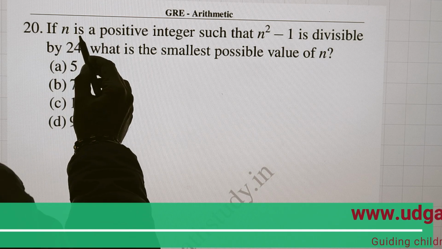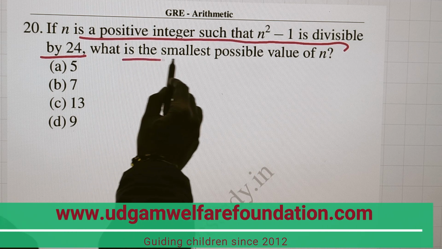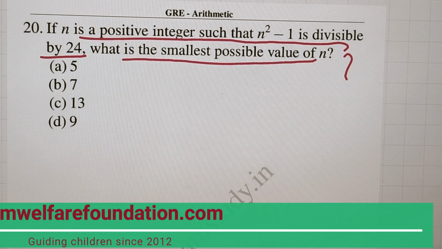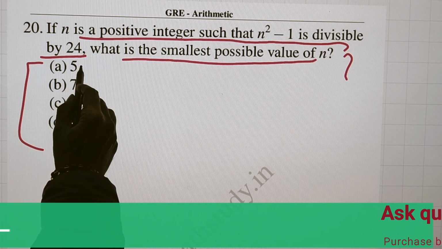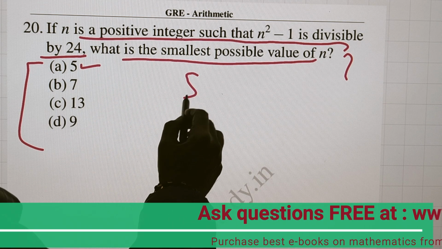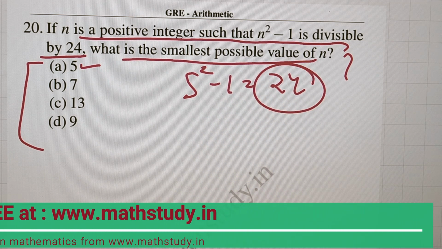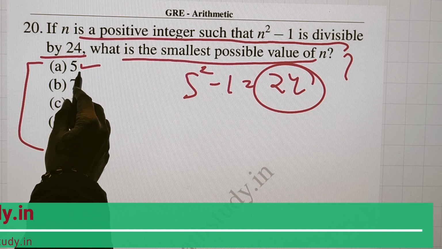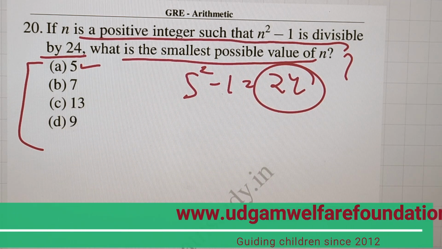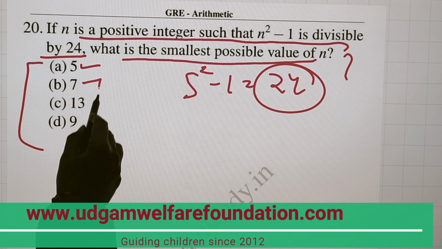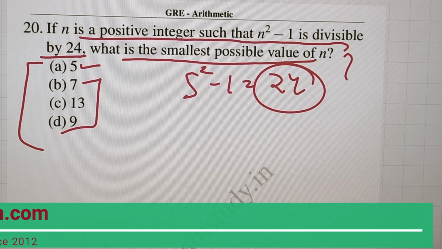If n is a positive integer such that n square minus 1 is divisible by 24, what is the smallest possible value of n? In these cases, you can simply plug in these values here. Let us take the first example, like 5. If you put 5 square minus 1, which is 24 only, it is going to give you the result here. And 5 is the smallest number here. So the smallest possible value of n is 5. We need not do this multiplication unnecessarily here. Otherwise, it is going to waste your time in the examination.